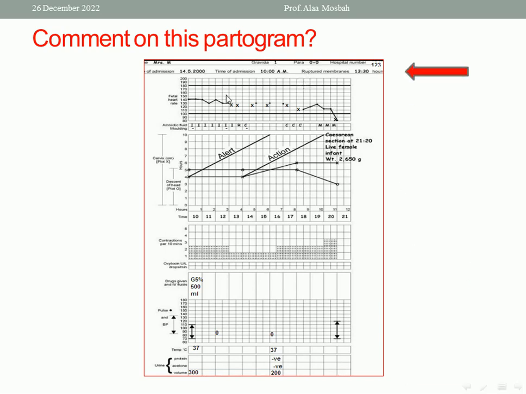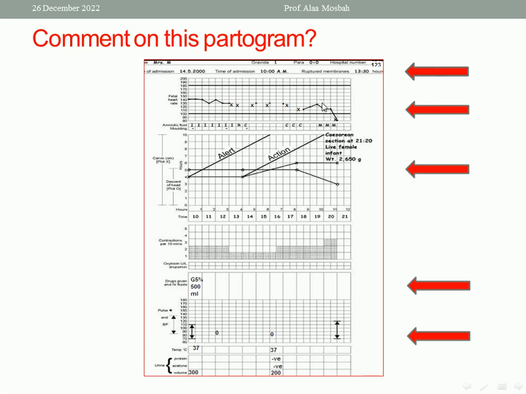First, the personal information for the woman. Second, the fetal well-being, this part. Third, the progress of labor, included in this part: cervical dilatation, head descent, uterine contraction. Then the medication given during labor, during the active stage of labor. Then the maternal well-being.